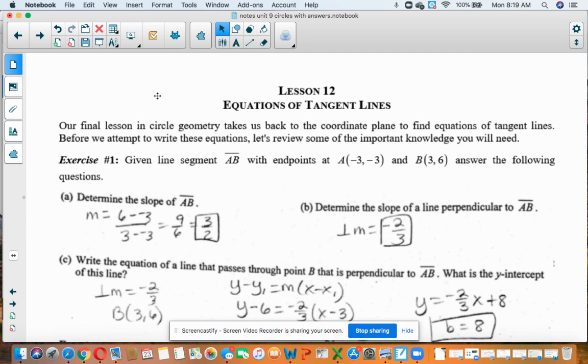So this is lesson 12, equations of tangent lines. And again, you should have already watched this video on eMath instruction. We skipped lesson 11, constructing tangent lines. I know some of you didn't have a compass, which is why I skipped it.